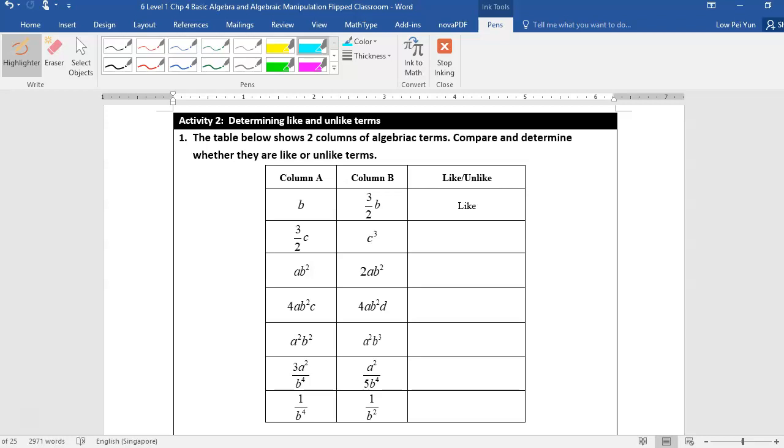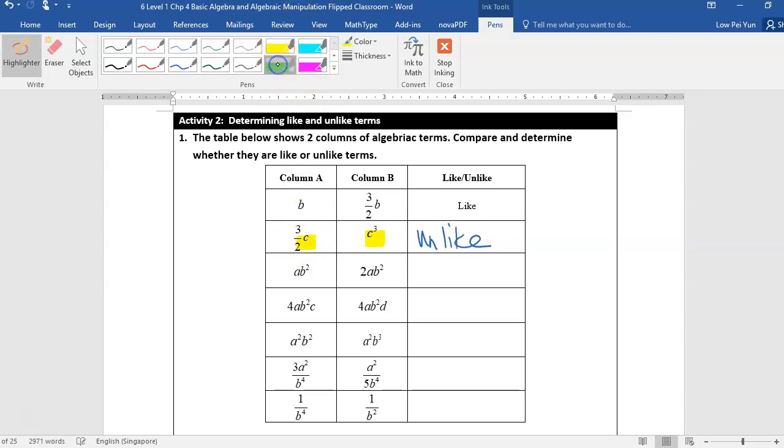Alright, so column A, we have C. Column B, we have C cubed. Are they like or unlike terms? Yes, these terms are unlike terms. Continuing.